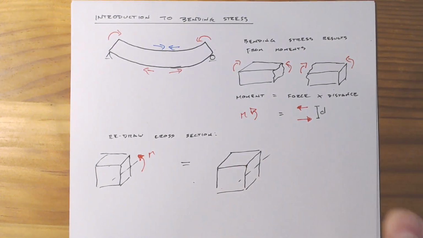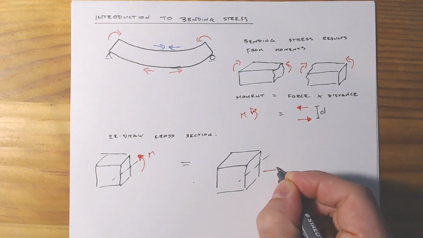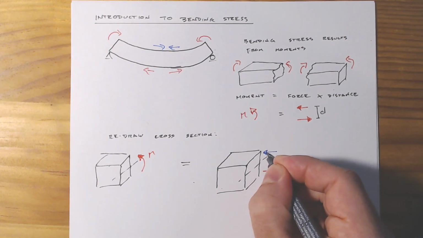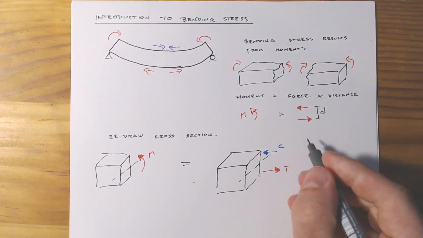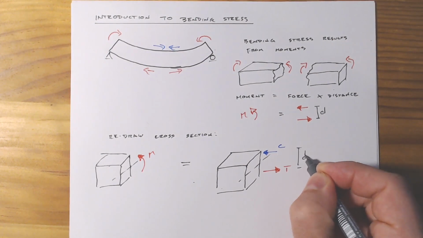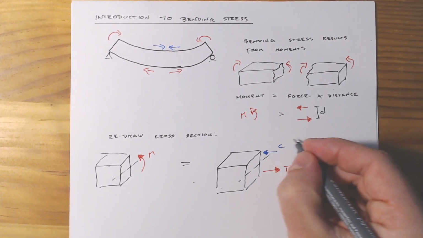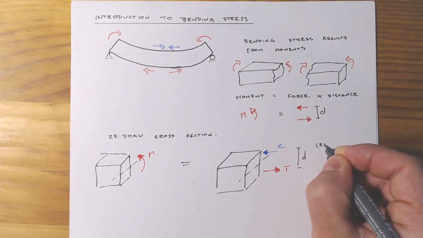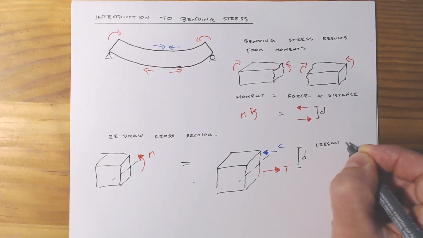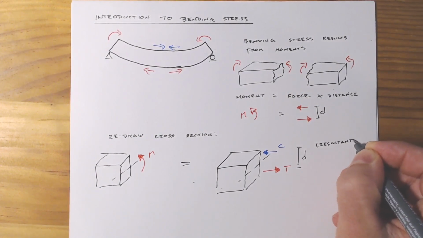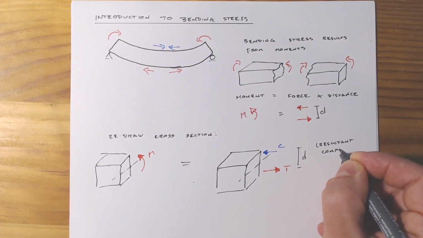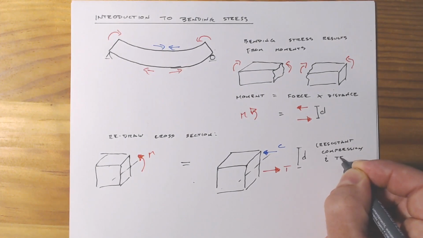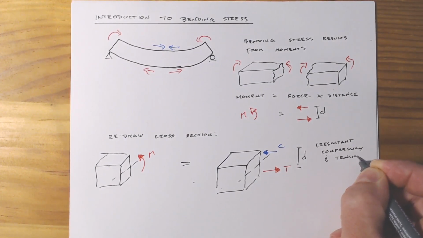And so it'll have some force in tension, T, and it will have some force in compression, C, and then obviously there'll be some distance between the two. And these are effectively resultant forces. Say resultant forces. Resultant compression and tension forces.